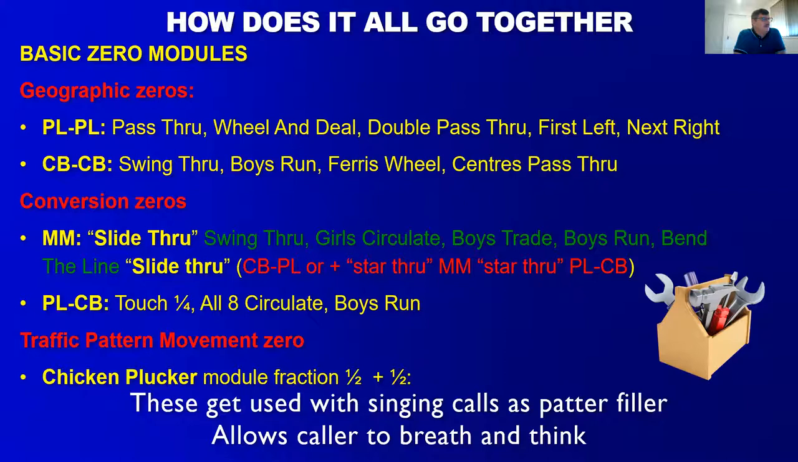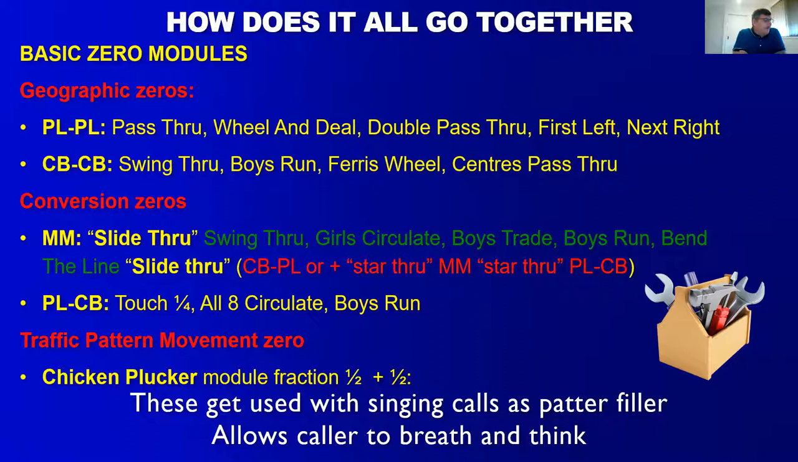There's the corner box module: swing through, boys run, Ferris wheel, centers pass through. That's usually called an interaction module. It doesn't do anything, but it keeps those four dancers together other than the Ferris wheel pass through, and interacts them with the other side of the square.